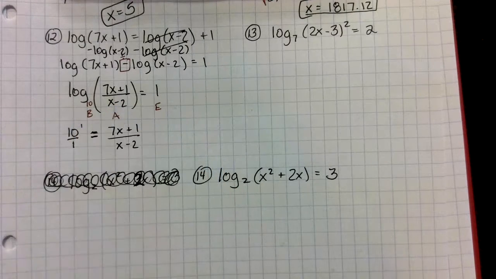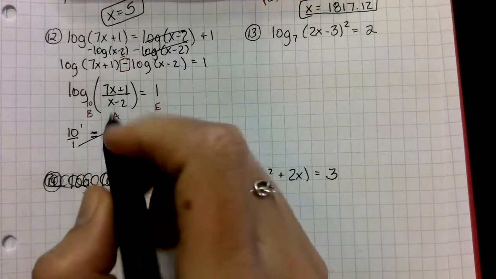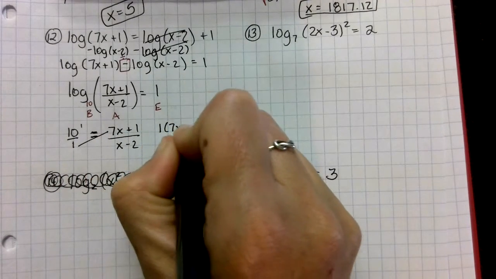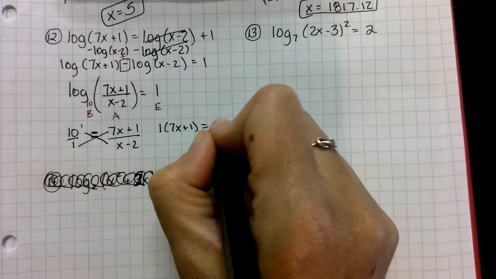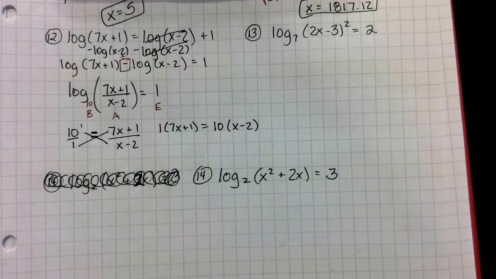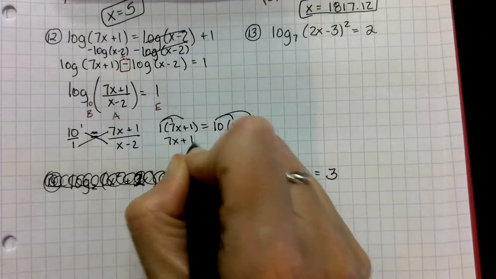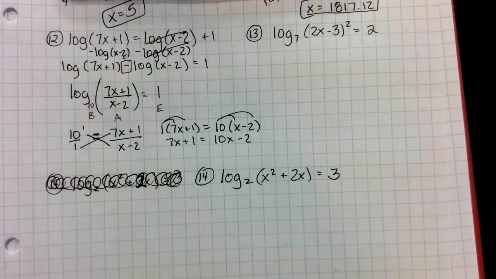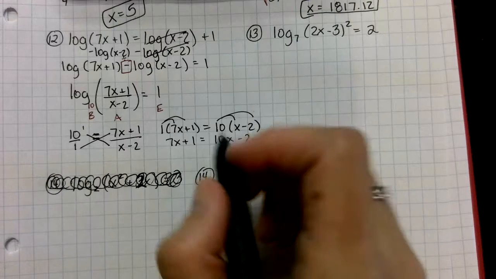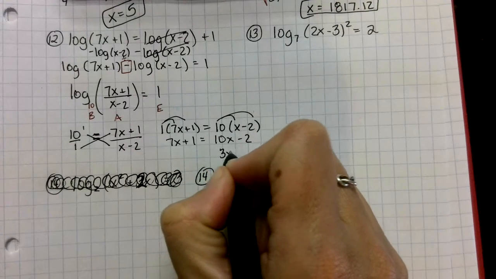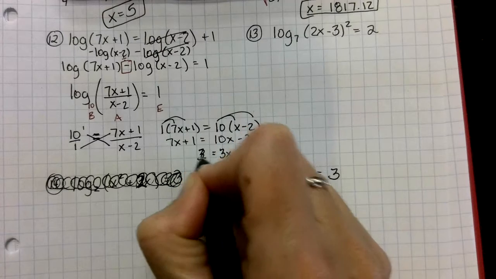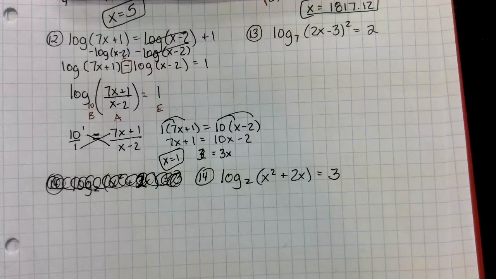So this is one that I would definitely make a proportion, okay? Because now what I want to do is I want to cross multiply. So I'm going to have 1 times 7x plus 1 equals 10 times x minus 2. And this gets it to the point where it's a basic equation. You guys should be able to do this. We're going to distribute. And now you guys should be able to solve this from here. So I'm going to subtract 7x from each side, and then I'm going to add 2 to each side. So I'm going to end up with x equals 1.